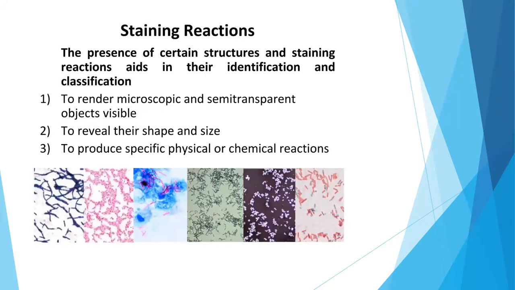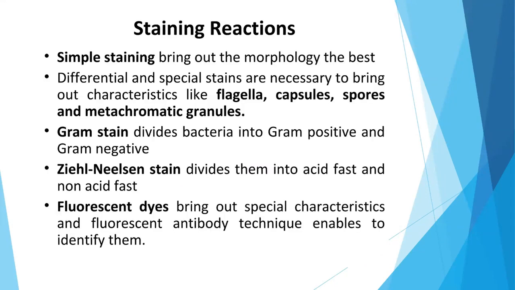Staining reactions. The presence of certain structures and staining reactions aids in identification and classification: to render microscopic and semi-transparent objects visible, to reveal their shape and size, and to produce specific physical or chemical reactions. Simple staining brings out the morphology the best. Differential and special stains are necessary to bring out characteristics like flagella, capsules, spores, and metachromatic granules.